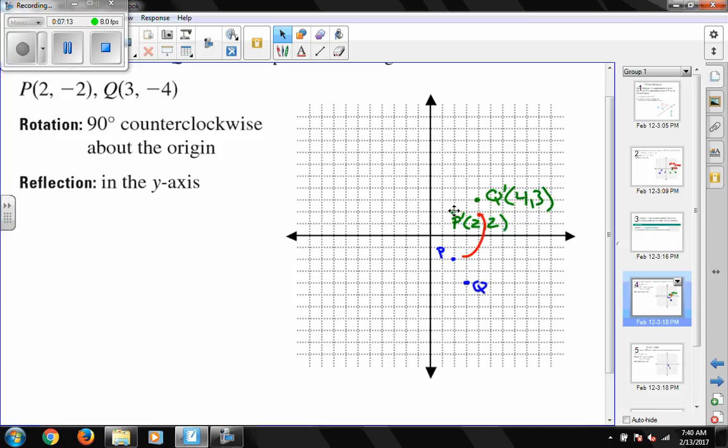Now we need to reflect that over the y-axis. So if we look at P prime, we're at 2, 2. It's 2 spots to the right of that. We now need to go 2 spots to the left. We get P double prime at -2, 2. We do the same thing with Q. It's 4 spaces to the right. I need to go 4 spaces to the left to give me Q double prime at -4, 3.